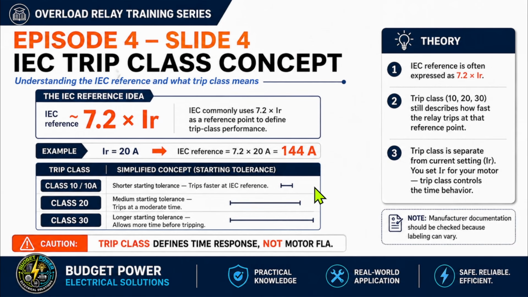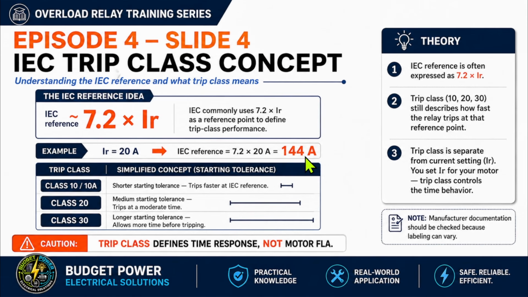Now let's look at the IEC side. Here you may see a different reference condition. For the example we're using, the IEC trip class reference includes 7.2 times the relay setting current. So using our same 20 amp example, 20 multiplied by 7.2 gives us approximately 144 amps.